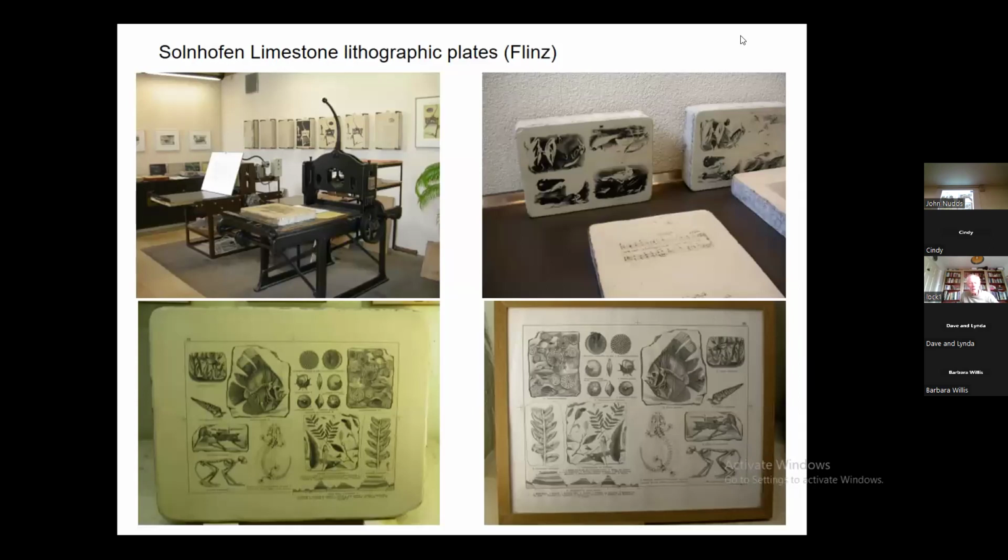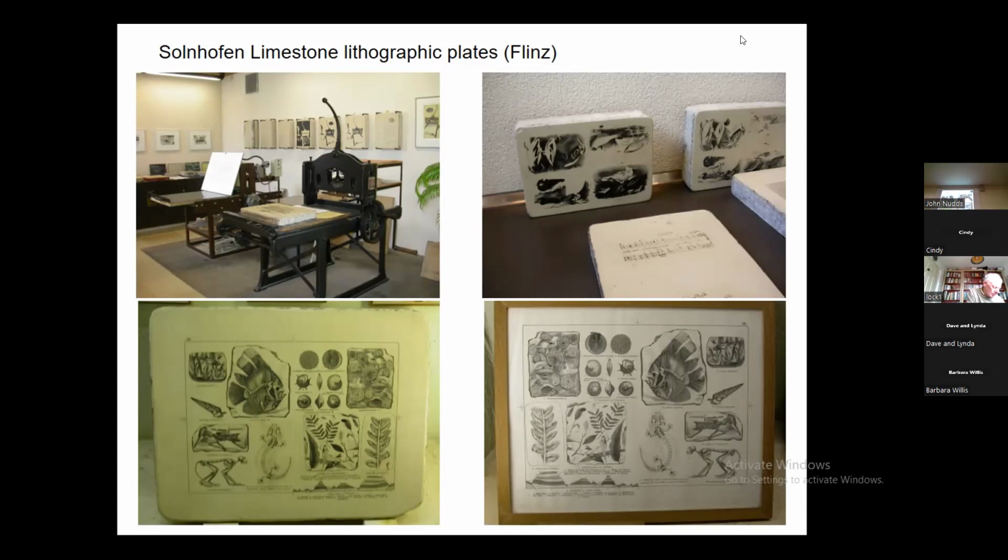It was discovered at the beginning of the 19th century that these very porcelainous layers, if you polish them and then draw on them in an oily ink and etch the surface, you can print from them. And this was the process of lithography that then persisted all through the 1800s, all through the 19th century, until it was replaced by more mechanized methods at the start of the 1900s.